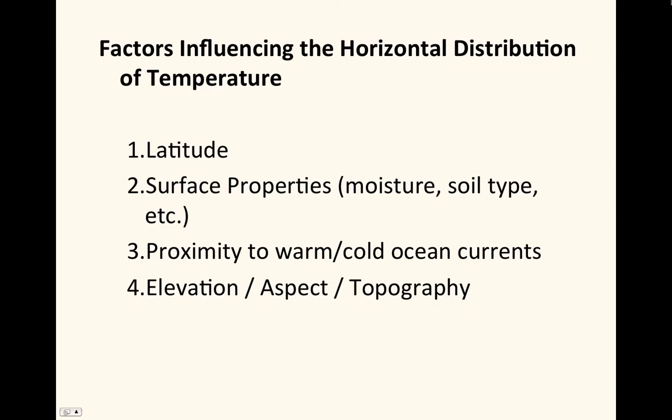The factors that most influence the horizontal distribution of temperature are: 1. The latitude. The tropics are warmer than the poles due to sun angles. 2. The surface properties. How much moisture you have, what kind of soil. 3. The proximity to warm and cold ocean currents.